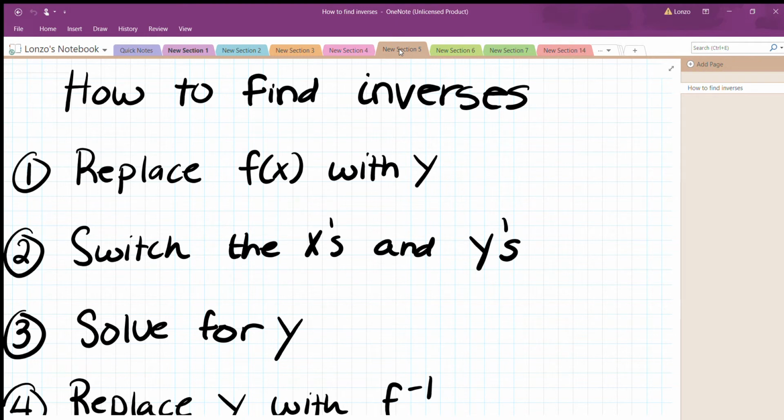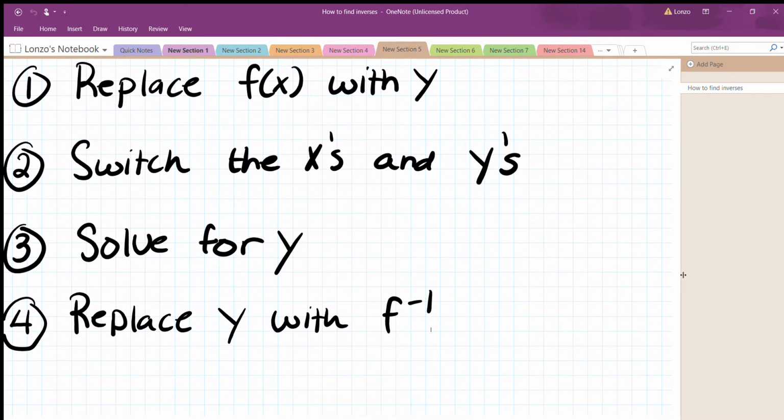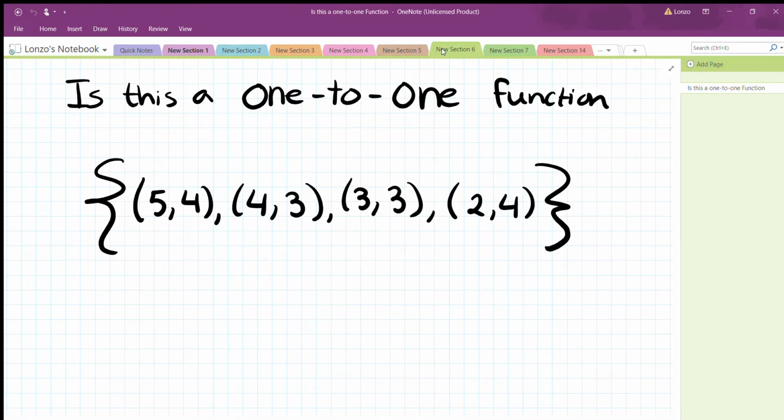Okay, now the last one is, how do you find an inverse? It's not too hard. Here are the steps to find the inverse. The first step is replace f of x with y. The second step is switch the x and y's. The third step is solve for y, and the fourth step is replace y with f inverse. We'll actually do some problems with that, and it's not too difficult. It's just a lot of algebra. Okay, so let's actually start to do some problems.